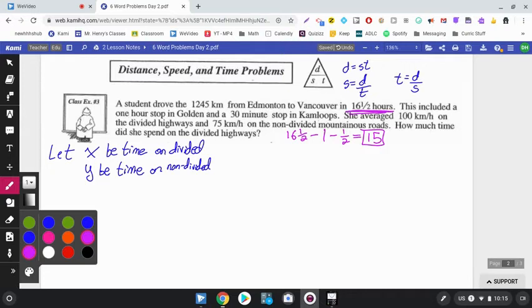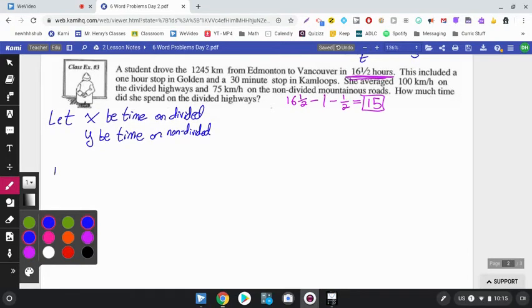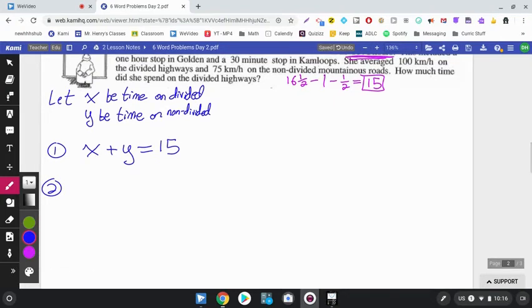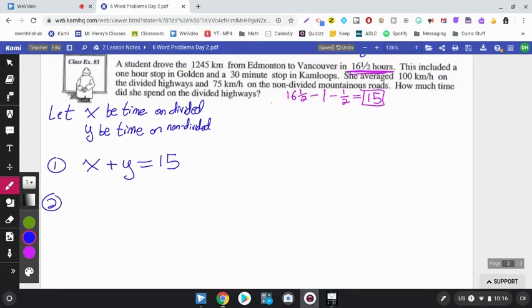And that actually gives me my first equation, because I know the amount on the divided plus the amount on the non-divided has to equal 15. I was on the road for 15 hours. It was one or the other. So that gives me my first equation. Equation number 2 I can get from my speeds. Look at that a little bit. And actually the piece of information is right at the start, where it says you travel 1,245 kilometers.